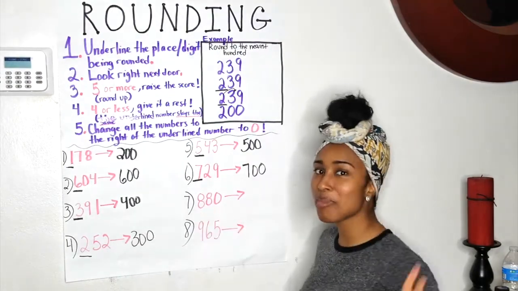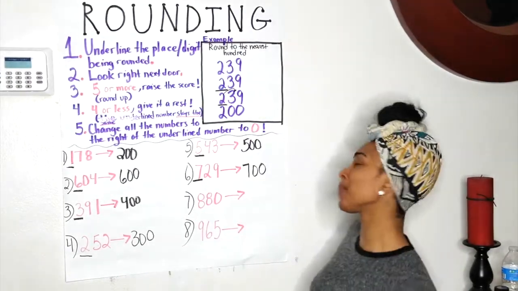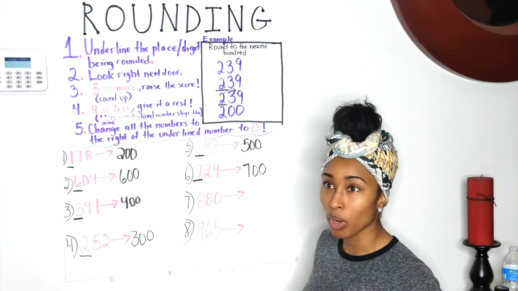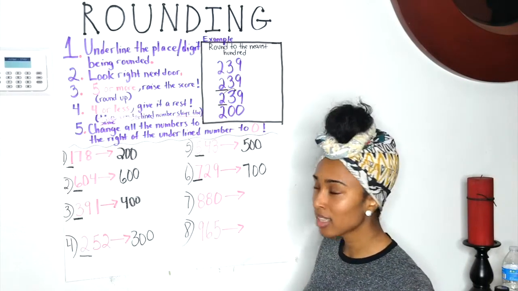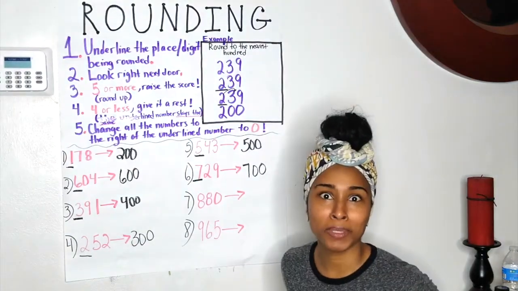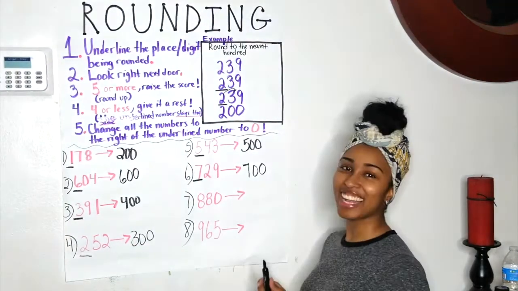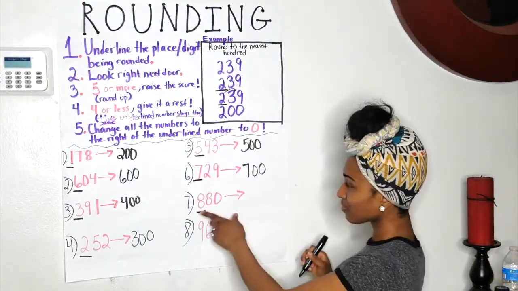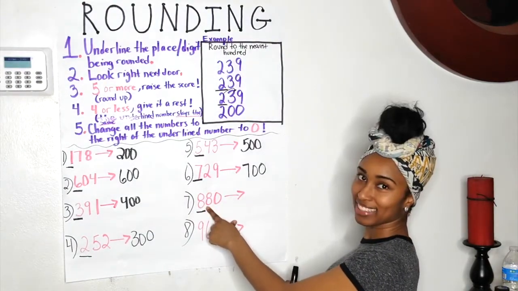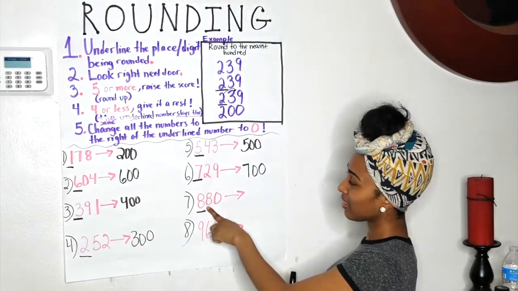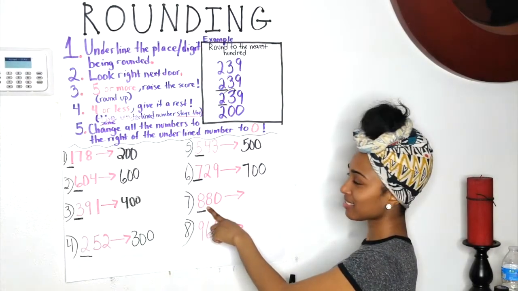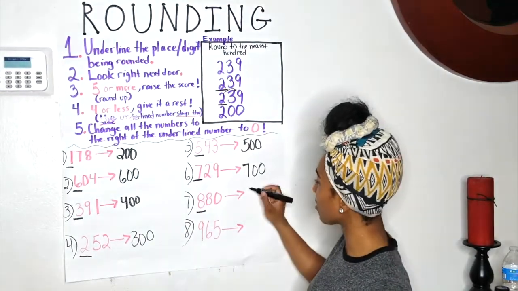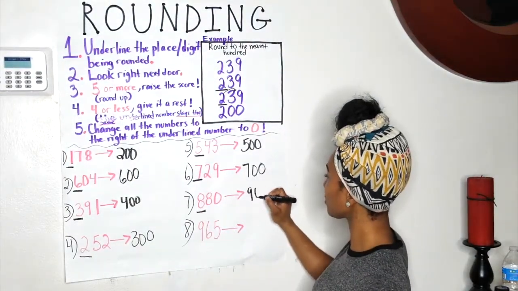All right, now 2 more. Say 2 more. Oh, here is the secret word. You ready? Grapes. All right, number 7. Now, underline my digit being rounded. Look next door. 5 or more or 4 or less? 5 or more, raise the score. I'm going to round up the next 100.